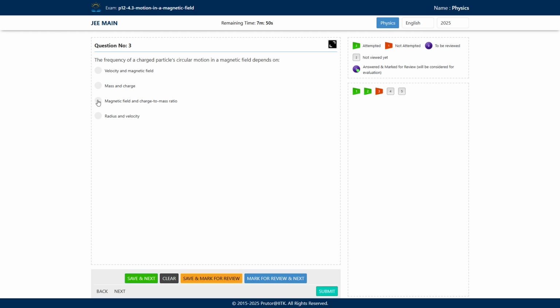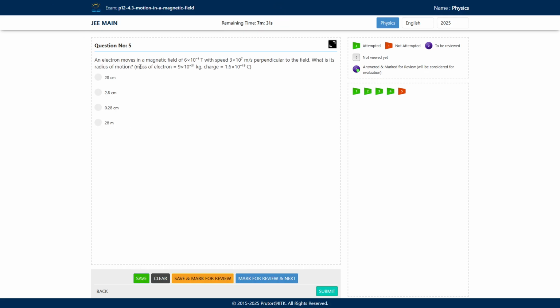Okay, someone is saying third option. If a charged particle's velocity has a component parallel to the magnetic field, its path is circular, parabolic, helical, or linear. Okay, someone is saying fourth option. An electron moves in a magnetic field of 6 × 10^-4 with this speed. What is the radius? So it will take time. I will mark random later.